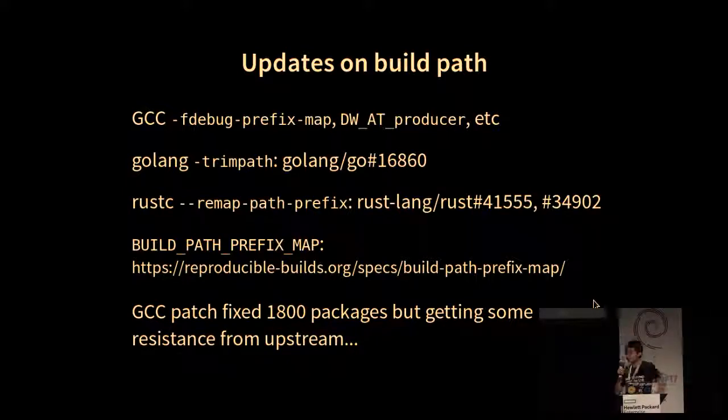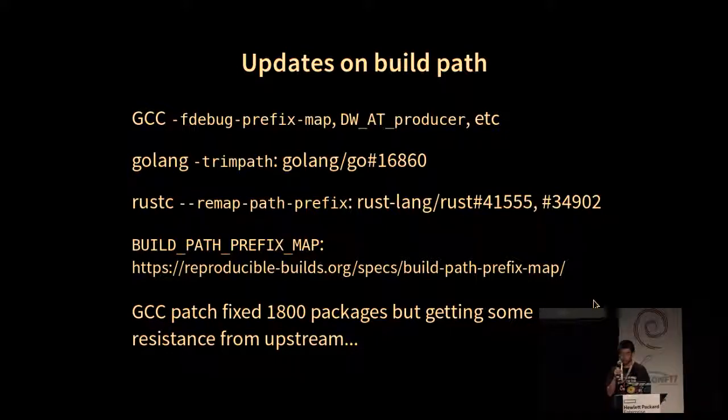By far the biggest source of this is debug info generated by GCC, because GCC is used as the main C compiler. It does have an option to strip out the prefix of the build path, so all you're left with is the relative path under the source root. So we've been experimenting with this for a couple of years. There have been various hurdles.